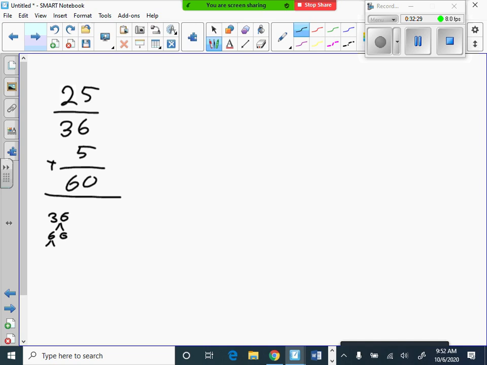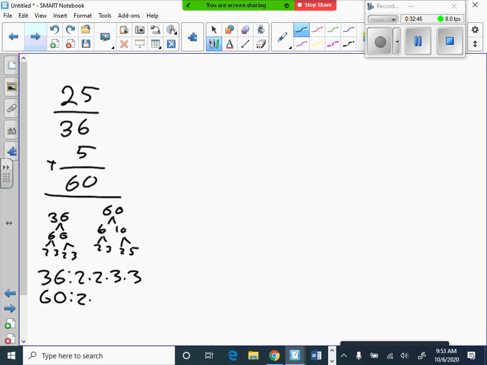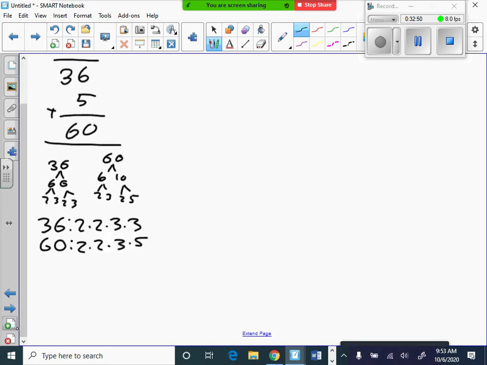36 is 6 times 6, 2 times 3, 2 times 3. 60, 6 times 10, 2 times 3, 2 times 5. So 36 is 2 times 2 times 3 times 3. 60, 2 times 2 times 3 times 5. My least common multiple is, 2 2s, 2 2s. How many 2s are we going to take?